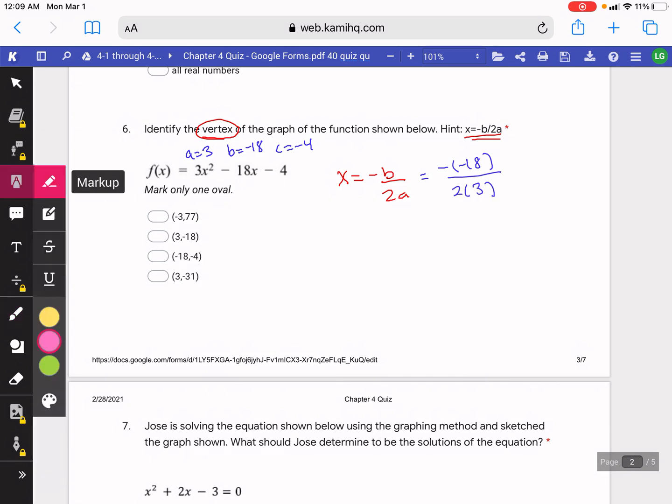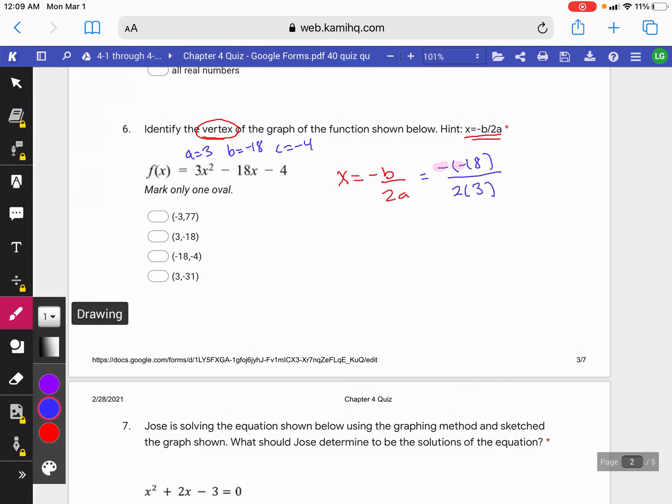Some students got this problem wrong because they forgot to plug in that extra negative. So here there's actually 2 negatives, so it becomes positive 18 over 6 or positive 3. So again, if you forgot to put that extra negative, you might have gotten a negative 3, and that would have thrown your answer off.